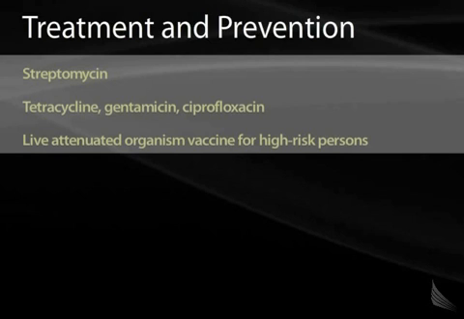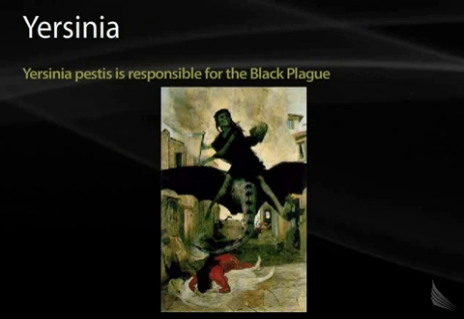Prevention is based on a live attenuated organism vaccine for high-risk persons. So this is going to be somebody who's a hunter, who's a meat worker, somebody who's associated with these animals and ticks and is going to be at high risk.